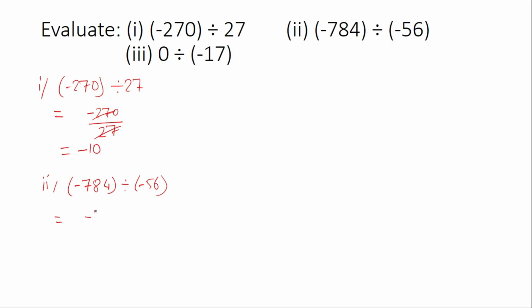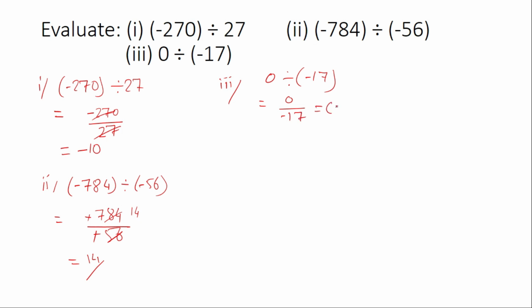So if you write it this way, first we have to cancel the symbols. That means it will become positive, minus into minus is plus. Now if we divide it, it will be 14. So the answer will be 14. And third, 0 divided by minus 17. As we have learned in the property, 0 by any number, the answer will be 0.